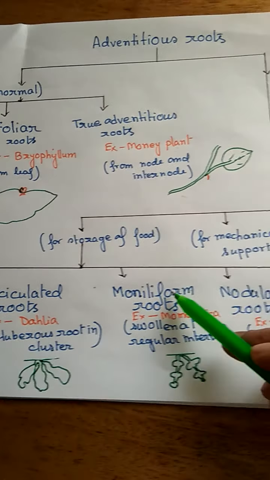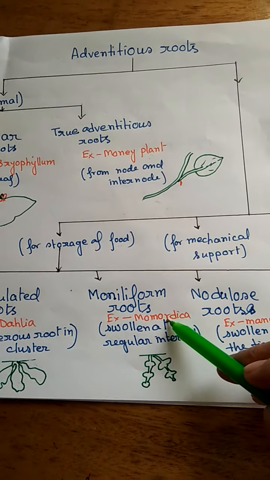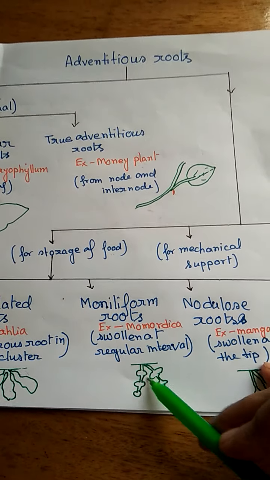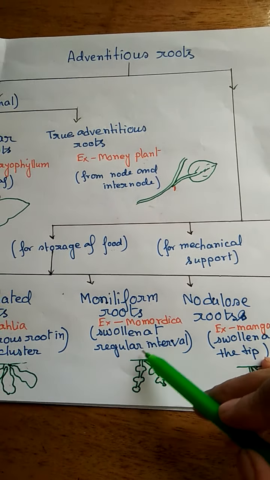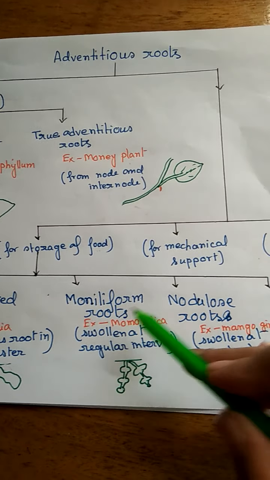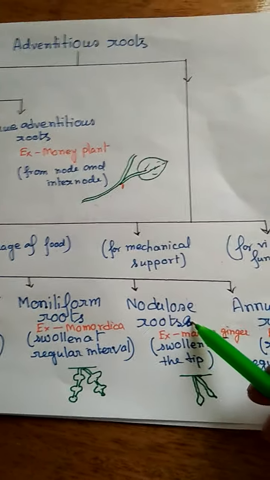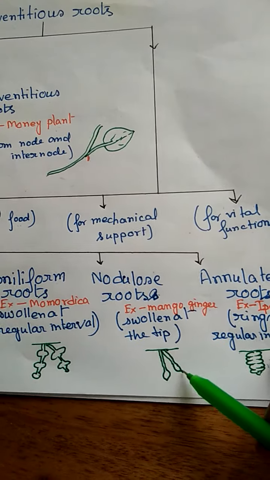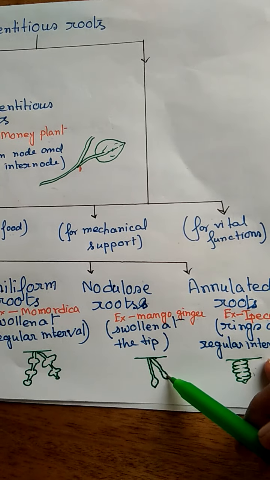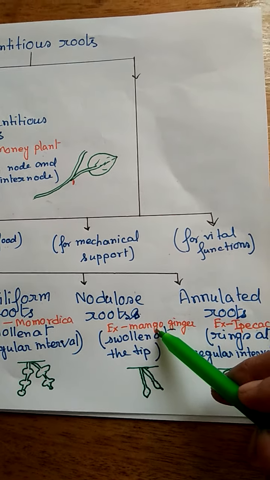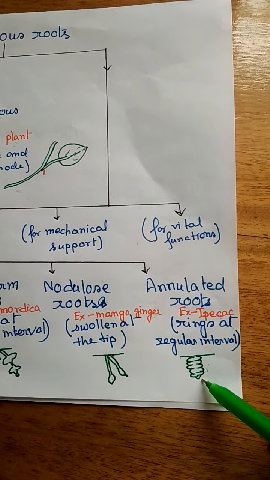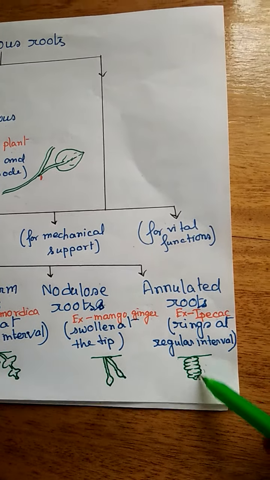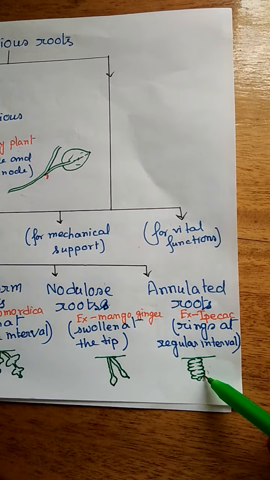Dahlia is an example. Moniliform roots, Momordica example. These are the swollen parts at regular intervals, so it is a moniliform root. Nodulous root is the same way as moniliform roots, but the swollen part is at the end of the tip. Momordica, nodulous root. Annulated root has some ring-like structure present. The swollen part is present at regular intervals.